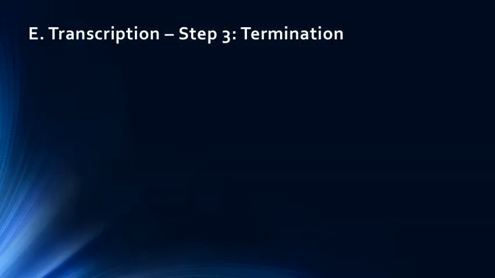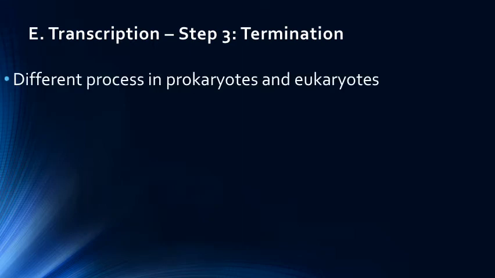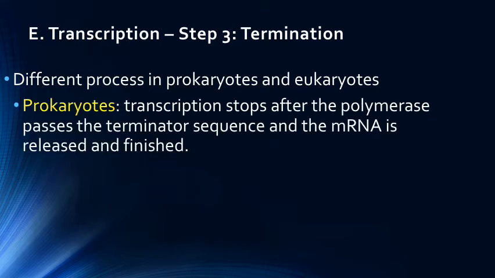Then we go to the termination, step 3 of transcription. And again, this is different between prokaryotes and eukaryotes. In prokaryotes, the transcription stops after the polymerase passes the terminator sequence, and then the messenger RNA is released and finished.